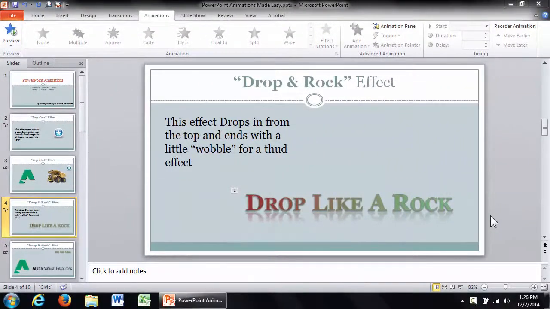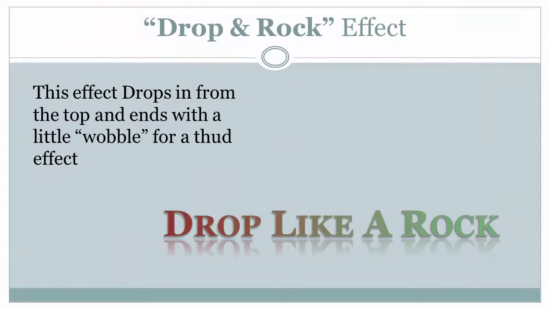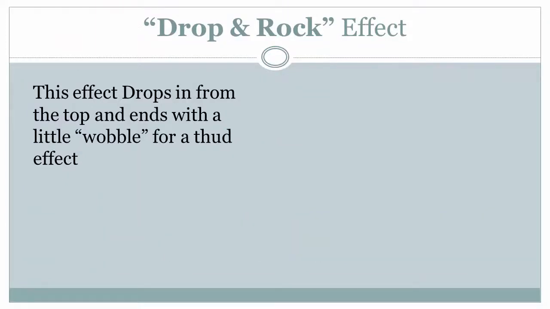Our next effect is the drop and rock effect. The object just falls from the sky and hits the ground with a thud. So if I were to run this particular slide and hit the space bar, boom, it just hits the ground. And of course you could even add a sound effect for the boom if you wanted to. So let's see that one more time.